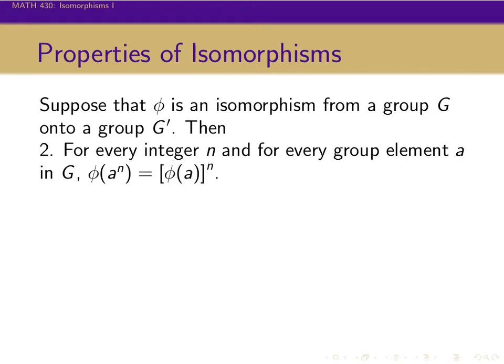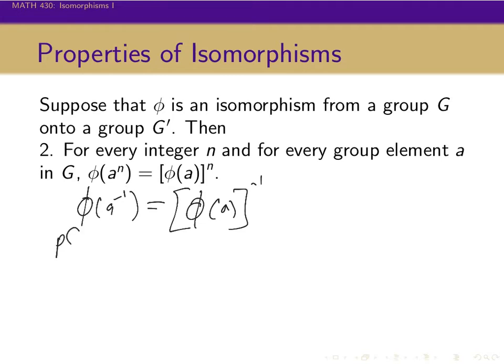And so to think about negative n, really I'm going to start with just proving that phi of a inverse is equal to the inverse of phi of a. And so proof of this is that if I do phi of a times phi of a inverse, on the one hand, this is equal to phi of the identity in G, which we just proved is equal to the identity in G prime.